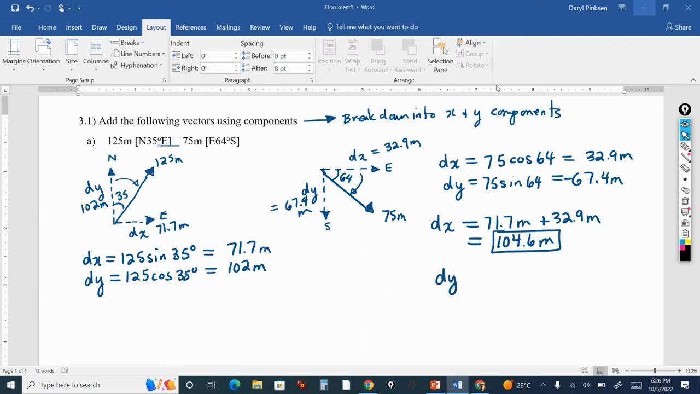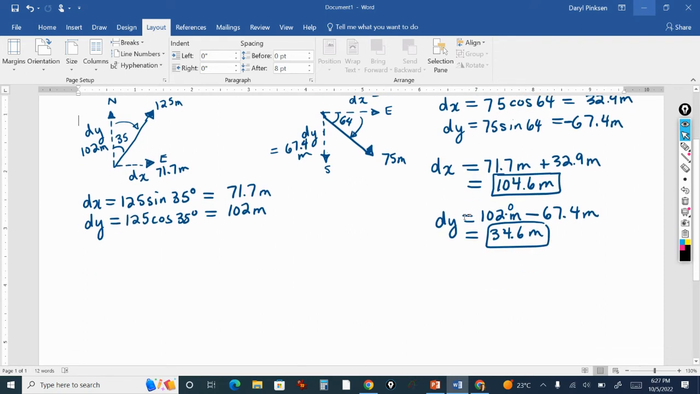And the dy in this case is going to be 102. That's in the positive direction. And then we're going to subtract 67.4 because it's in the opposite direction. So 102 minus 67.4, and that's going to give us 34.6. And I'm going to assume that's 102.0. So that's going to be 34.6 meters, and that's in the positive direction.